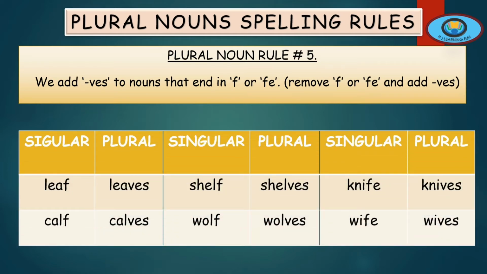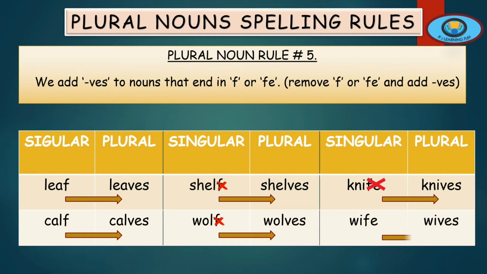For example, leaf, remove F, leaves. Calf, calves. Shelf, shelves. Wolf, wolves. Knife, knives. Wife, wives. So we have removed F or FE and added VES.